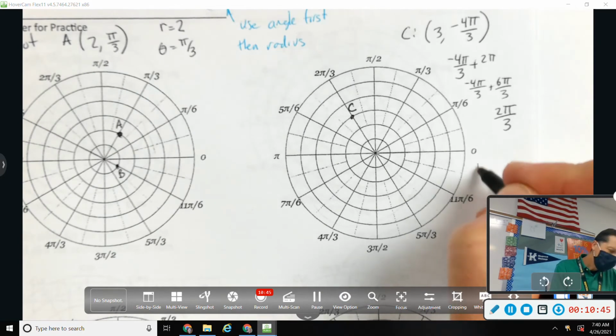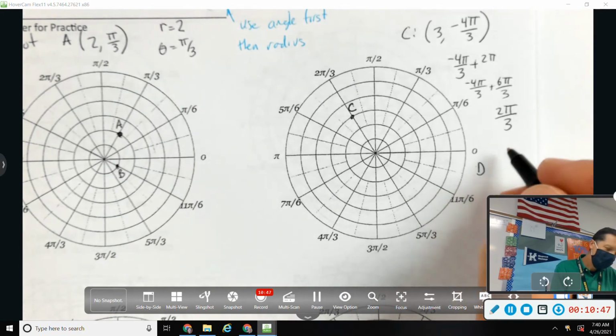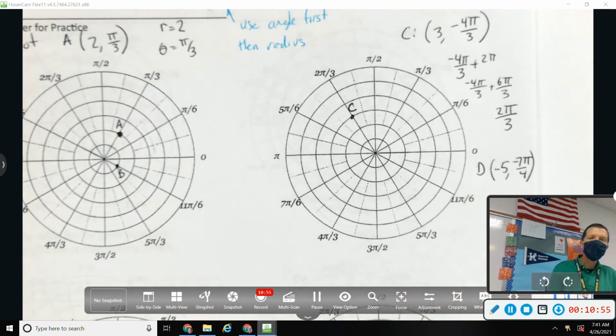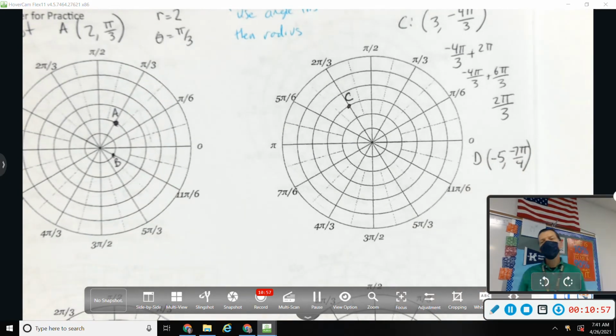Let's try a point D. (-5, -7 pi over 4). So that's basically as complicated as we can make it. It has 2 negatives on there. See if you can graph that one.